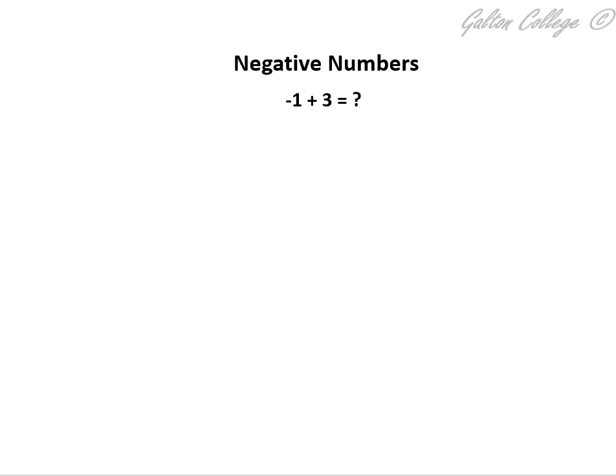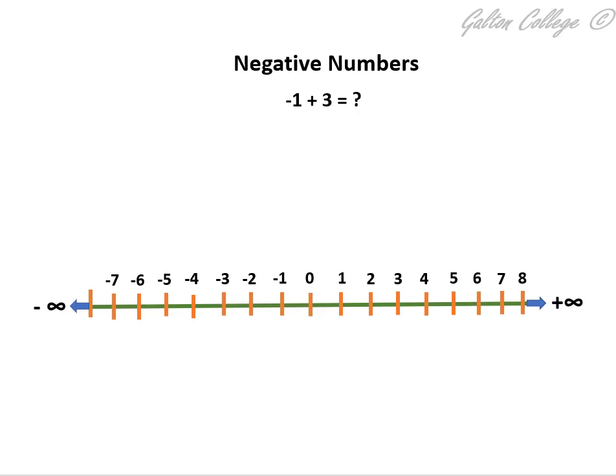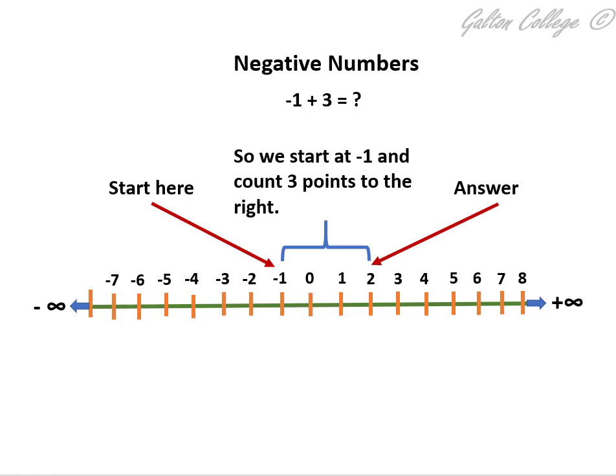Let's take minus 1 plus 3. Here's our number line again. Now, we start at minus 1 plus 3. 1, 2, 3. We've moved to the right. We're moving in the positive direction. 1, 2, 3. So the answer is 2. We start here and we count over to get 2.